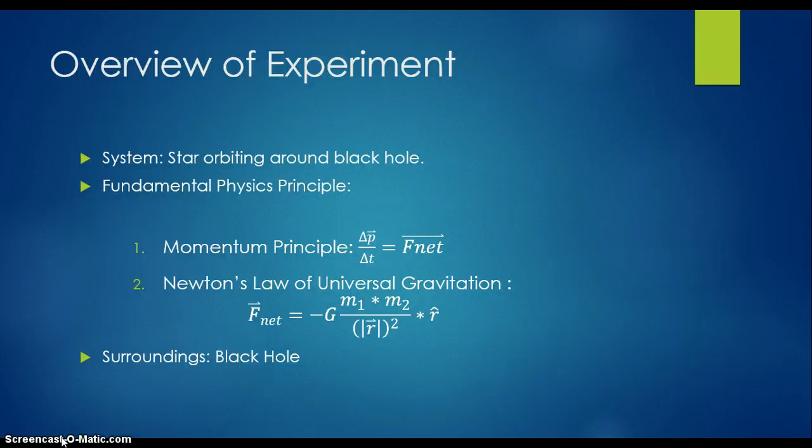The fundamental physics principles involved are the momentum principle, which is delta p over delta t equals Fnet, and Newton's law of universal gravitation. The surroundings is the black hole. It is important to remember that we are using the momentum principle in order to calculate the total force existing in the interaction between the star and the black hole. We will see this equation in a more developed way in the Python code.